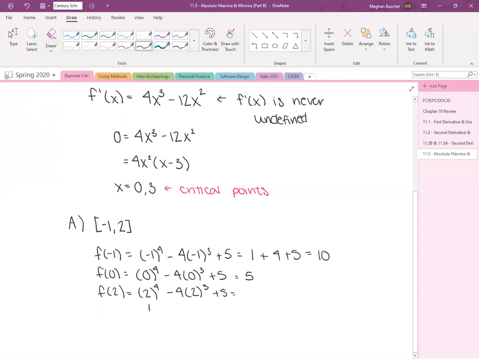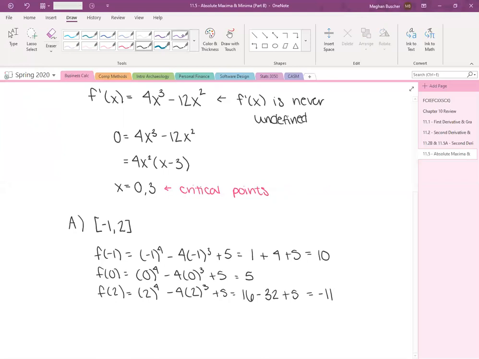And then 2 to the 4th, do you know 2 to the 4th off the top of your head? Yeah, it's 16. Minus 4 times 2 cubed. Minus 32. Plus 5. So 16 minus 32, that'll be a negative 16. Plus 5, negative 11.